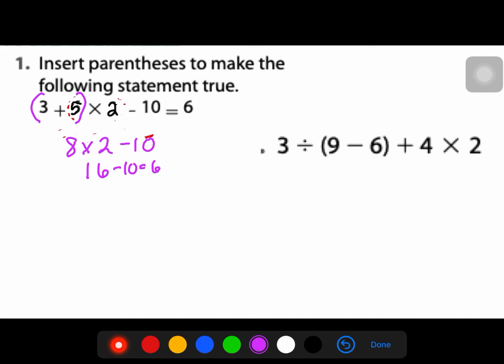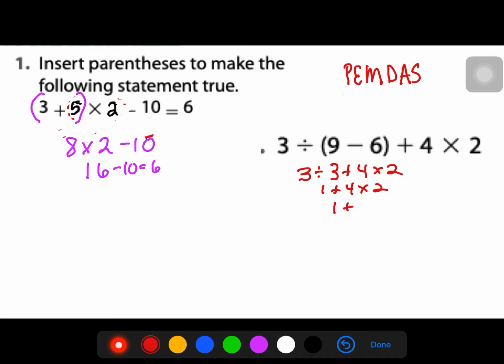Well, if I have another problem here, I want to work left to right, following my order of operations. Following PEMDAS, what answer do you get? Parentheses first. 3 divided by 3 plus 4 times 2. Now I multiply or divide, but I start left to right. So I have division first. 3 divided by 3 is 1 plus 4 times 2. And then I need to multiply here. 1 plus 8. My answer is 9.